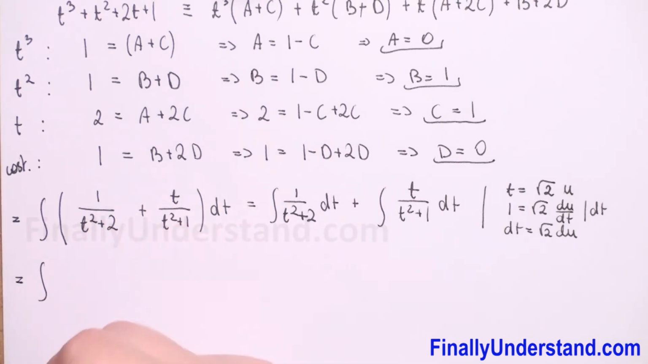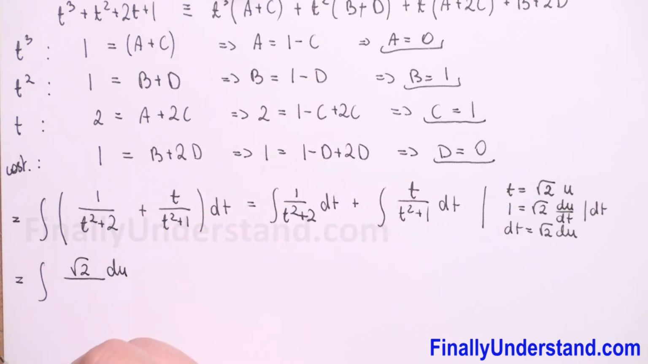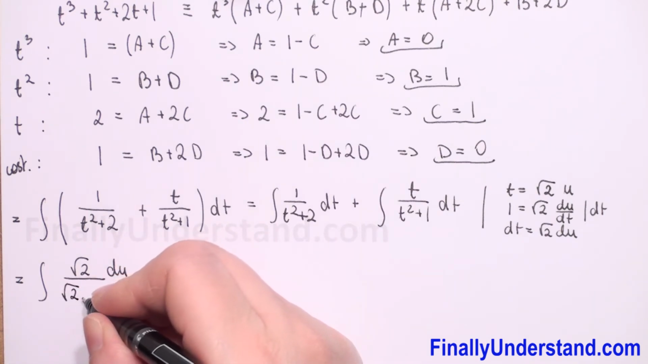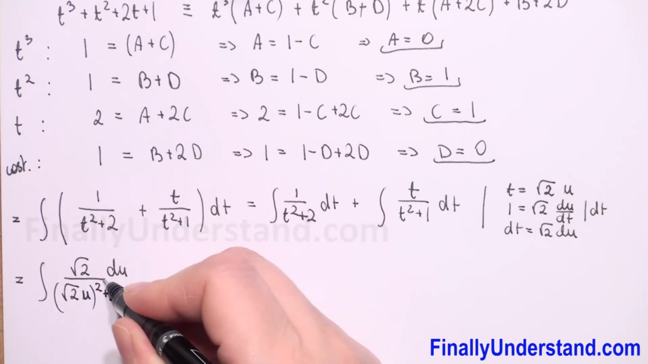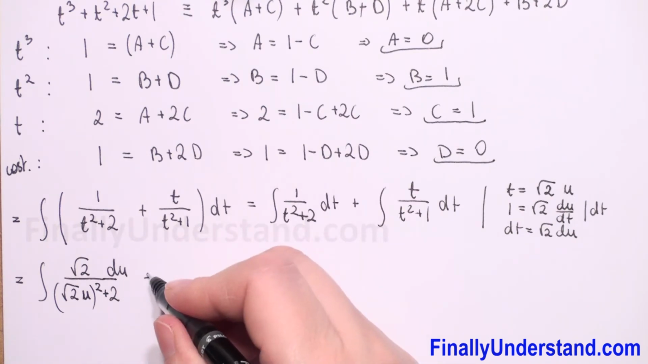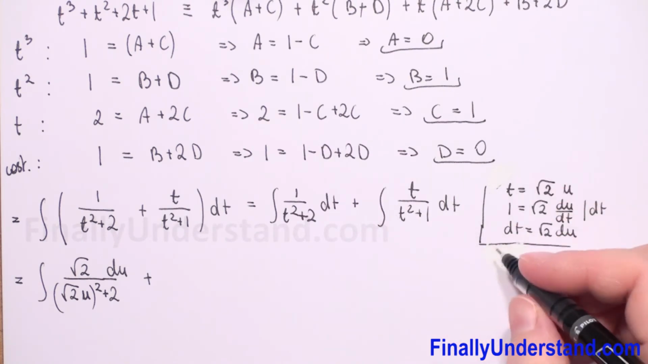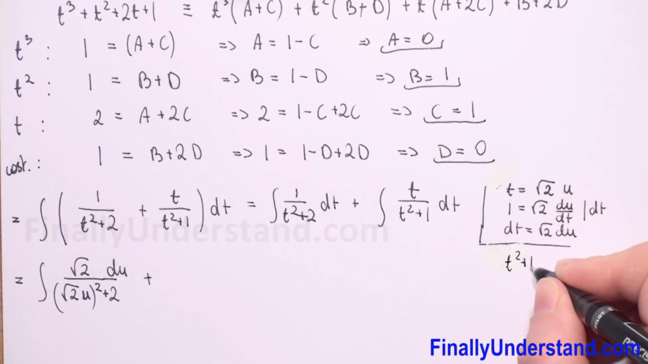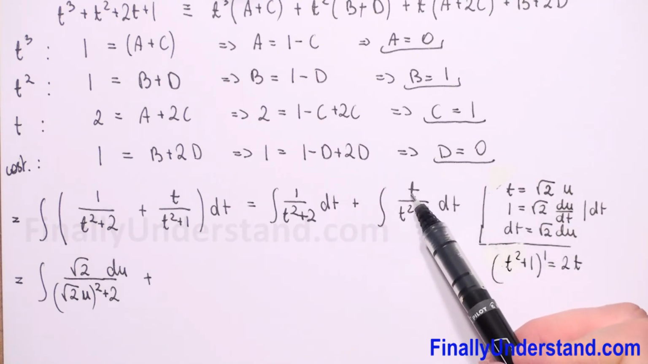This is equal, dt is equal to square root of 2 du. So we will have in the numerator square root of 2 du over, and we will have t is square root of 2 u, to the second power, plus 2. And we have plus, in the second integral, we see that when we take the derivative of the denominator, t squared plus 1, the derivative is equal to 2t. And we have only t in the numerator.